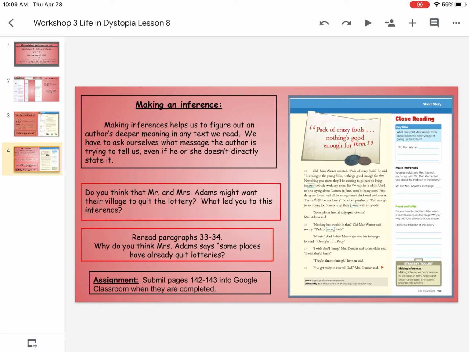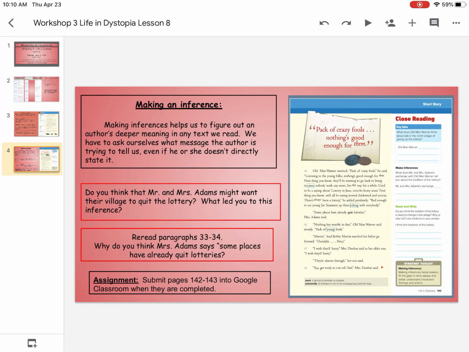And then you're going to do the react and write. And for that react and write, you're going to have to look for evidence by going back in and reading for this specifically. Do you think the tradition of the lottery is likely to change in the village? This is where you're going to draw your own inference. What do you think? And you're going to base your answer on what kind of evidence you find.